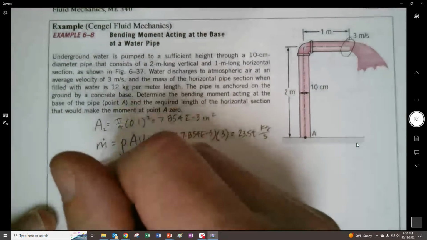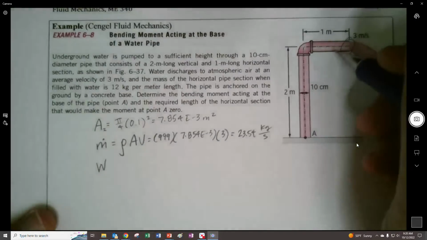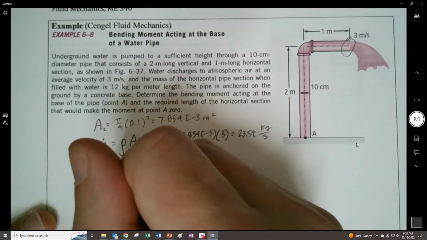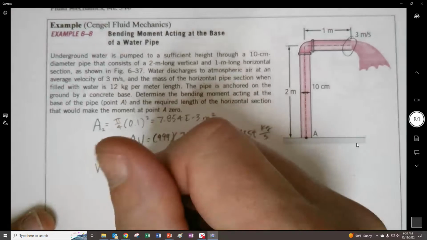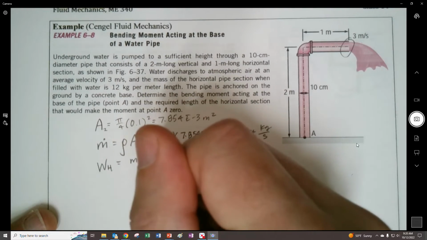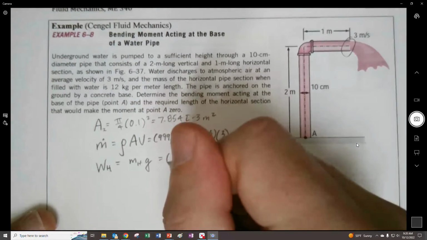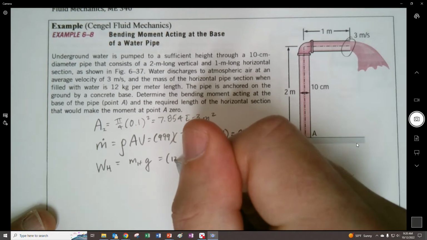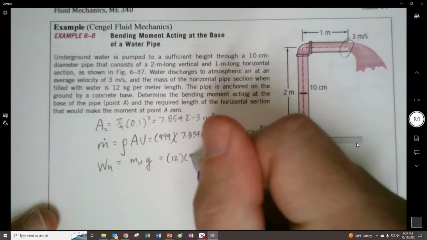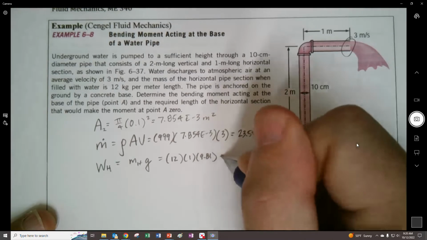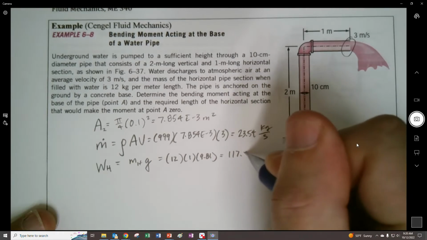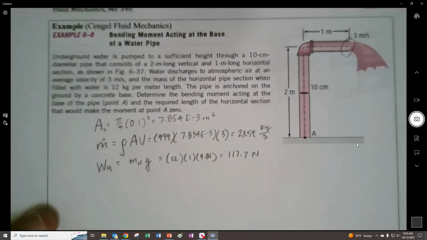And let's see, let's get the weight of the pipe. I'll say the weight of the horizontal part. So that's what my H is saying. That's the horizontal part's weight, and that's just the M of the horizontal part. So what do they say? 12 kilograms per meter, it's 1 meter, and acceleration of gravity. So we get 117.7 newtons.